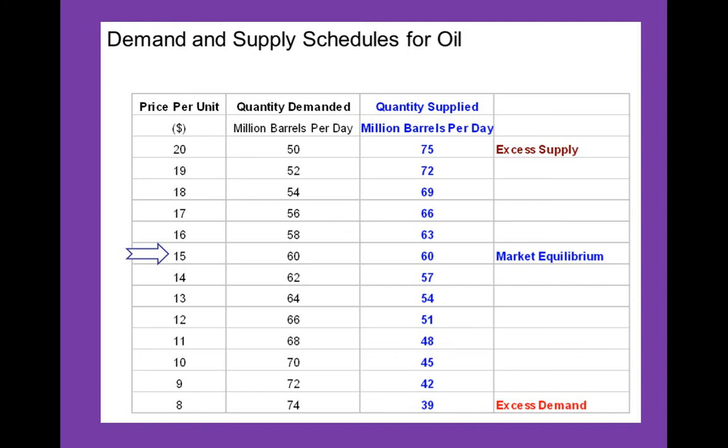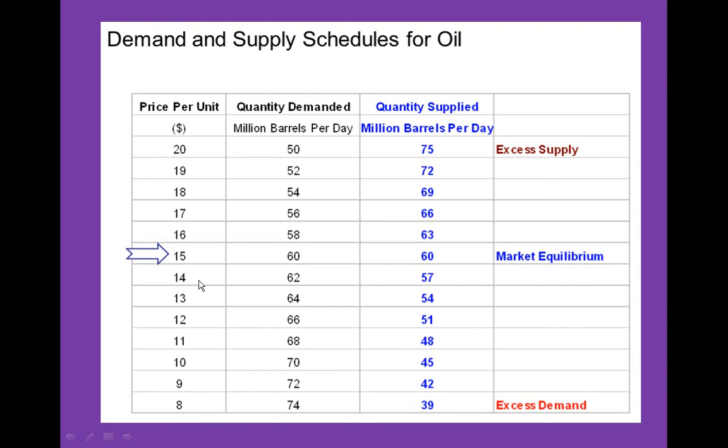If we have a price that's higher than this, okay, so higher than $15, we can see that there is going to be more supply than there is demand. So at each of these price points, supply is higher than demand. So we see excess supply. So there are barrels of oil that suppliers can't sell.